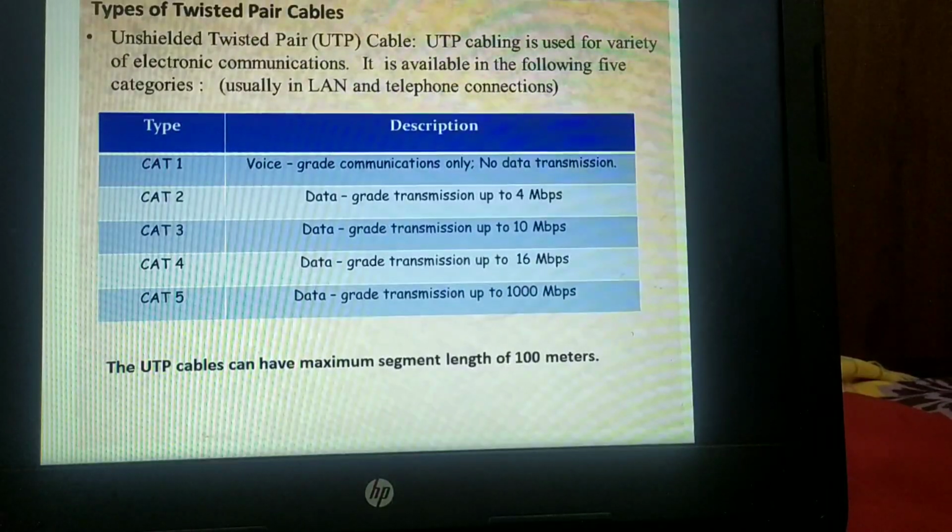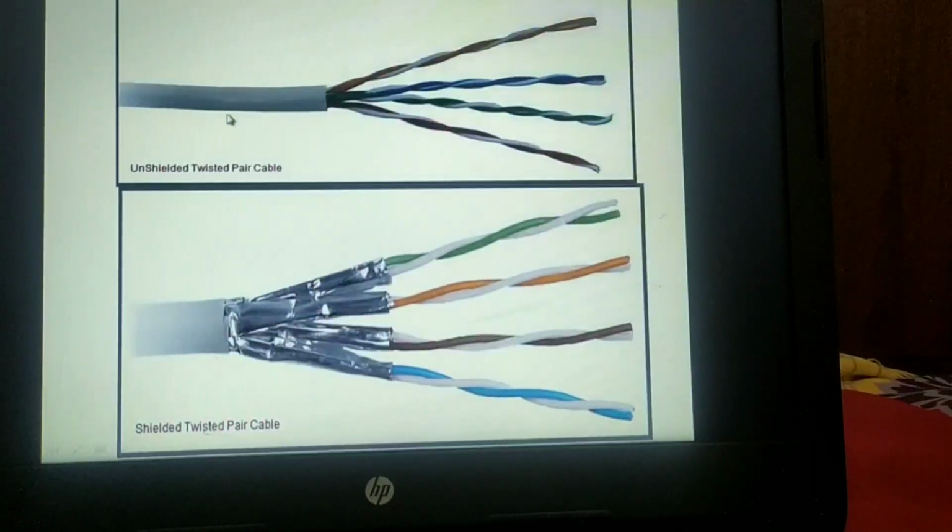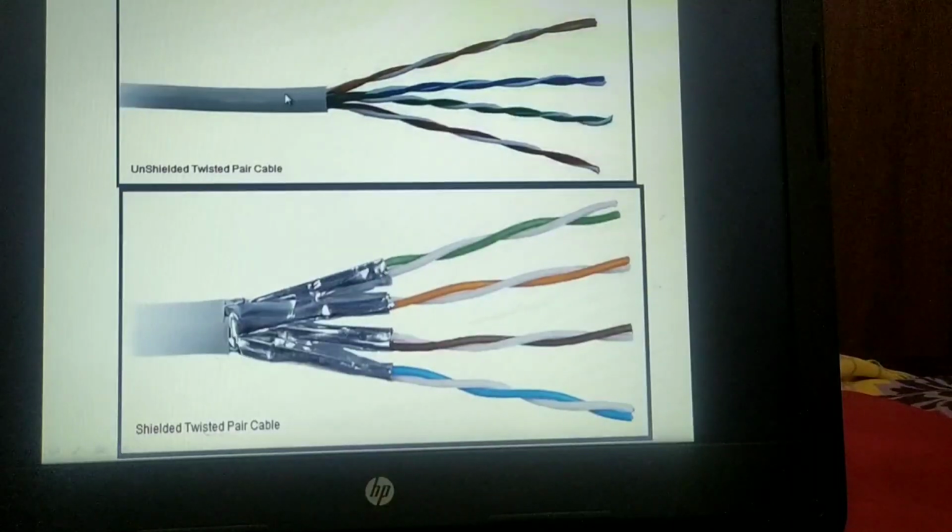Whereas the data grade medium is what we use in our computer lab. You have seen this kind of cable, somewhere in gray color, somewhere in red, somewhere in blue. That is nothing but the unshielded twisted pair cable that we were using, and that supports the LAN connection. Now let us see the advantages.